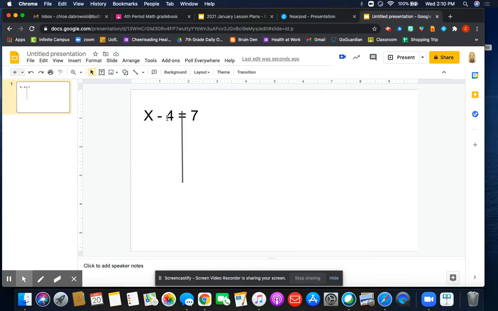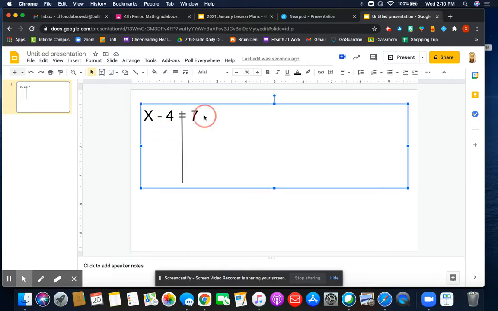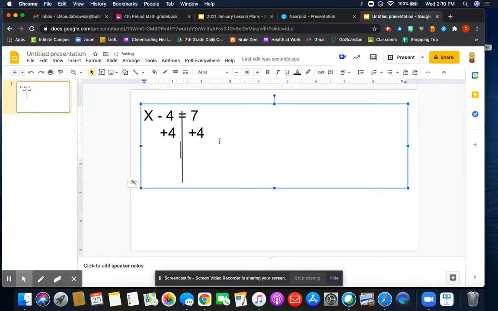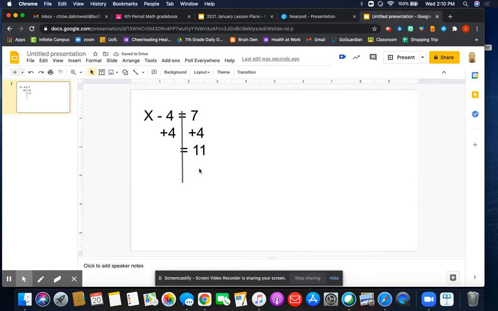So if we want to know the opposite of -4, the opposite of that would mean that I am adding 4. So I'm going to add 4 on this side of my equal sign, and I'm going to add 4 on this side of my equal sign. Let's take a look at what's happening to the right-hand side first. Over here, I have 7 plus 4, very capable of doing that. That means this is going to equal 11.